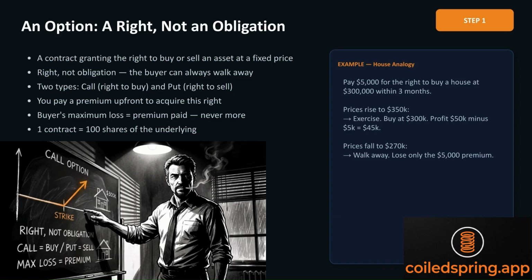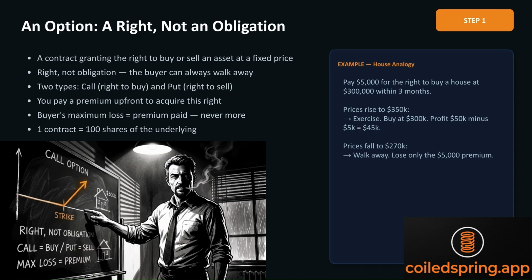Let's start with the most fundamental question. What exactly is an option? An option is a contract. But not just any contract, it's a contract that gives you a right, not an obligation. This distinction is everything. When you buy an option, you are paying for the ability to do something, not the commitment to do it. You can always walk away. Specifically, that right is the right to buy or sell an underlying asset, typically 100 shares of stock, at a price that is fixed in advance. That price is called the strike price, and it doesn't change regardless of what the market does.